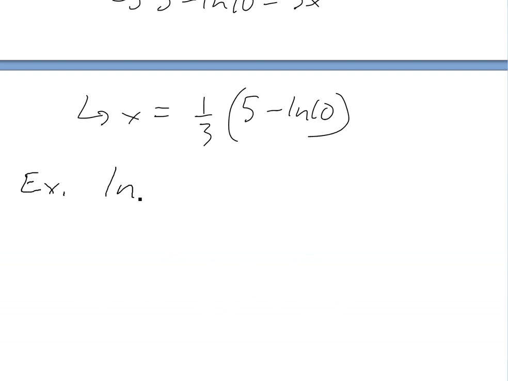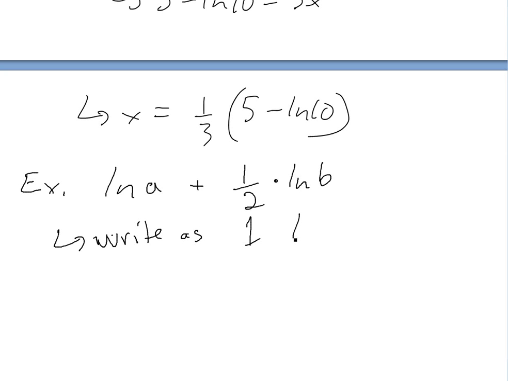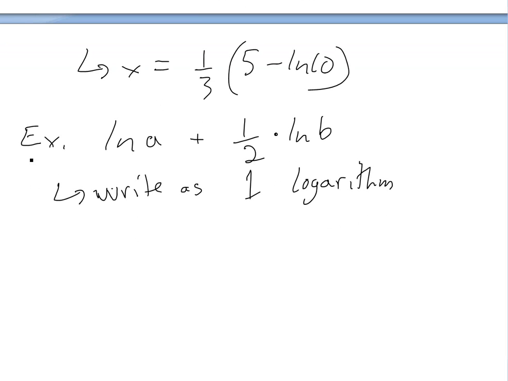Let's do one more example actually. Let's say we have ln a plus 1 over 2 times ln b, and we want to write it as just one logarithm. So basically what we do is use our rules from before. We want these to look the same, so we'll put this on top with the other rule we got. So we'll get ln a plus ln b to the 1/2.